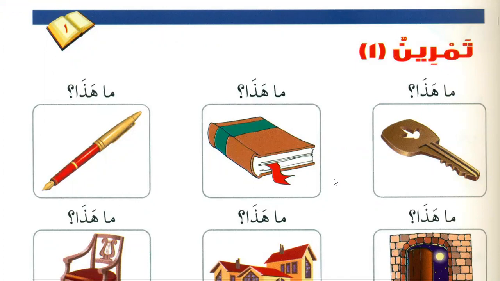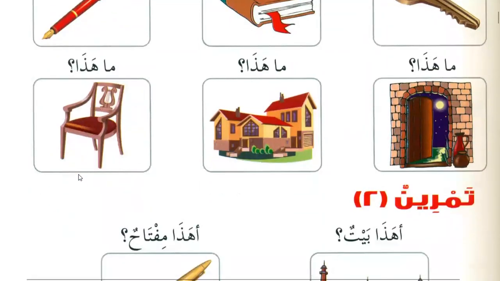Going to the second one. Ma hada, what is this? Hada kitabun. This is a book. In the answer, we don't use the interrogative article ma. Hada kitabun. Ma hada? هذا قلم. Next. ما هذا؟ هذا باب. ما هذا؟ هذا بيت.